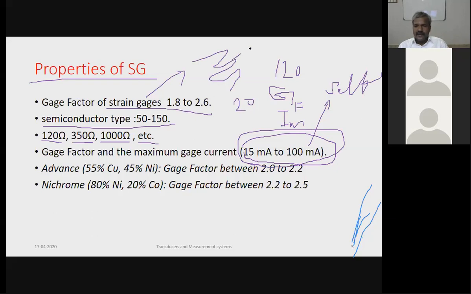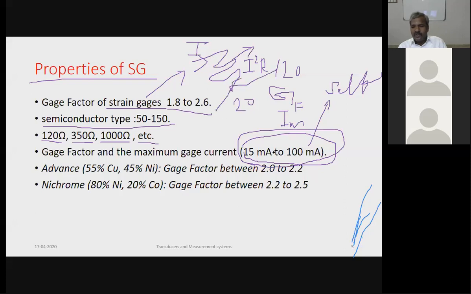A strain gauge is always metal. So what happens if we pass some current through the metal strain gauge element? Since current is passing through the metal, it generates some heat. That heat is called I square R loss. Suppose this strain gauge resistance is 120 ohm.